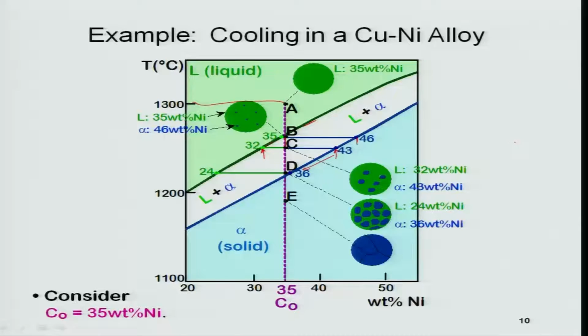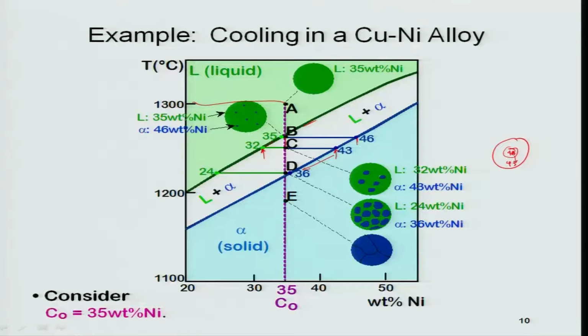It is like this: at point B I form a solid whose composition is 46%. Now at point C I form a solid whose composition is 43% nickel. Because these two solids have different compositions, in fact the solid inside has a higher nickel content than the solid outside, you need diffusion to happen from inside to outside, otherwise the whole thing will not be of uniform composition. This is only possible when you keep this whole system at point C for a long time to equilibrate, and similarly from point C to point D.